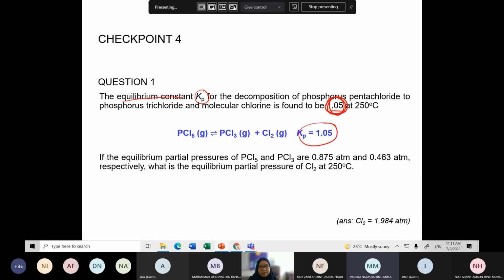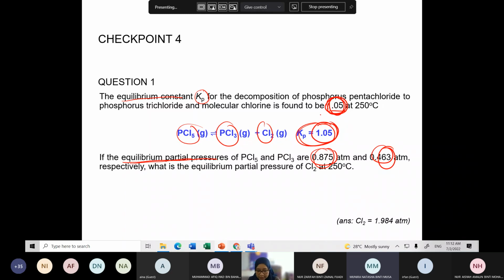If the equilibrium partial pressures of PCl5 and PCl3 are these, what is the equilibrium partial pressure of Cl2 at 250 degrees Celsius? Dia cakap juga dekat sini, equilibrium partial pressure. That means kita boleh equatekan all these to Kp, because this is at equilibrium kan? Kp confirm lah, the value of Kp is the value at equilibrium. So dia beritahu dekat sini equilibrium partial pressure. That means kita boleh equatekan all this punya partial pressure will be equal to Kp, which also equals 1.05.